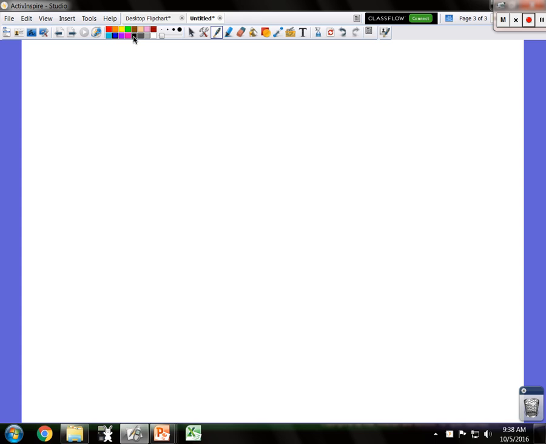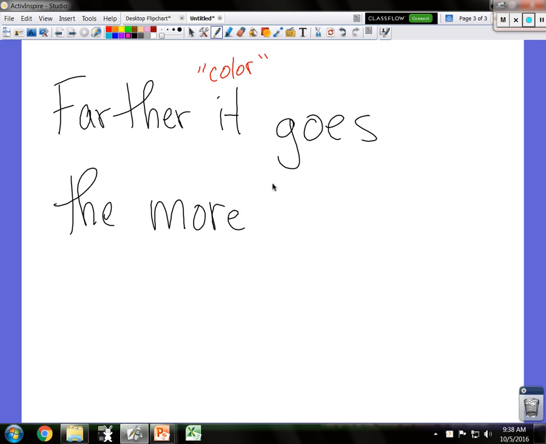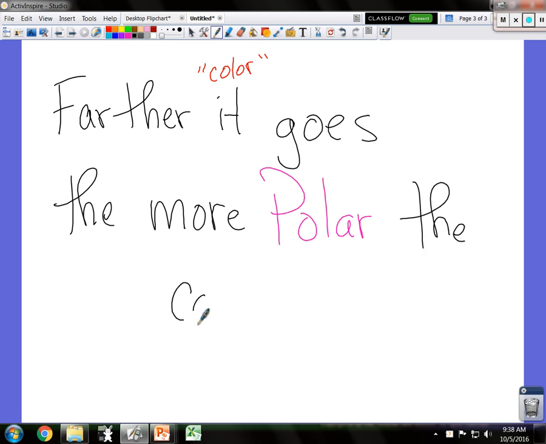So, the farther it goes, now when I say it, what do I mean by it? And again, I probably should have said color here. The farther the color goes, the more polar the compound. And again, you already told me that colors are made of different compounds. Yes, sir.